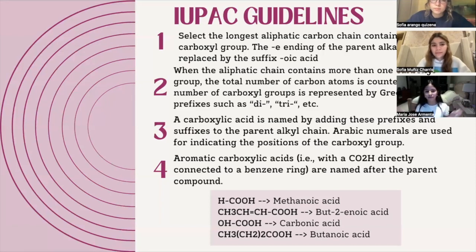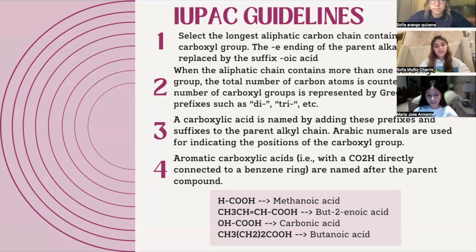Then this carboxylic acid is named by adding these prefixes, if there are any, and the suffixes to the parent alkyl chain. Then Arabic numerals are used for indicating the position of the carboxyl group in the compound, if it's necessary. However, it is important to clarify that aromatic carboxylic acids, so the ones that are in a ring structure, are named after the very same parent compound. So we can further illustrate this.